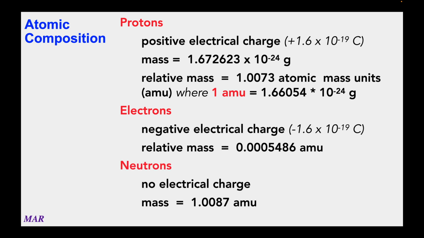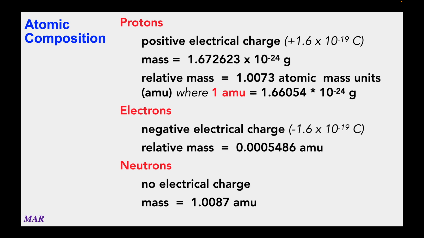A neutron, on the other hand, has no charge, so there's no coulombs associated with it because it's not positive or negative. It would have a charge of 0 coulombs, I suppose. And the mass is 1.0087 AMUs. So you can see how, of the three particles, the neutron is the biggest. 1.0087 is bigger than 1.0073 for the proton. But both neutrons and protons are about the same mass. Neutrons are a little bit bigger, but they're about the same mass.